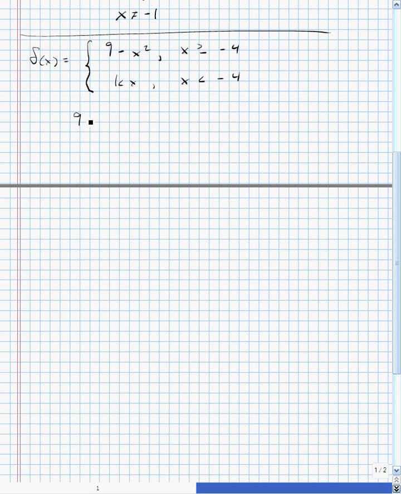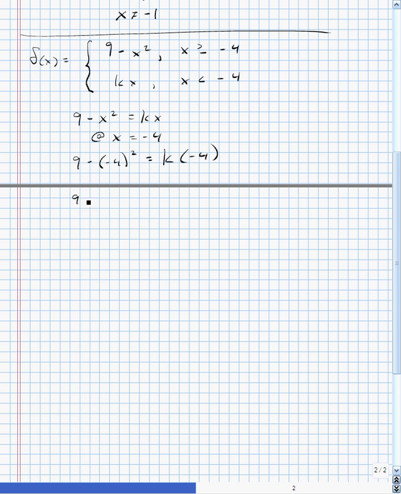So what we're going to do is set 9 minus x squared equal to kx at x equals minus 4. So let's just put in minus 4 for x, and then just plug and chug. So we have 9 minus 16 is equal to minus 4k. Solving for k, we get k is equal to 7/4.